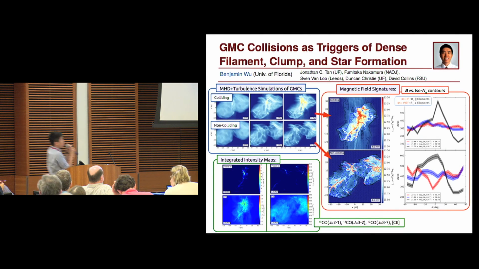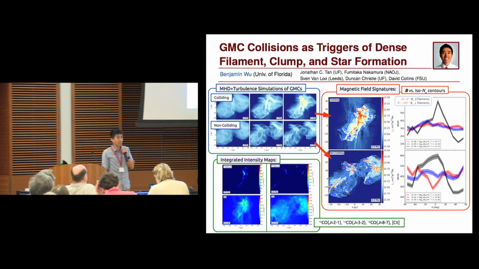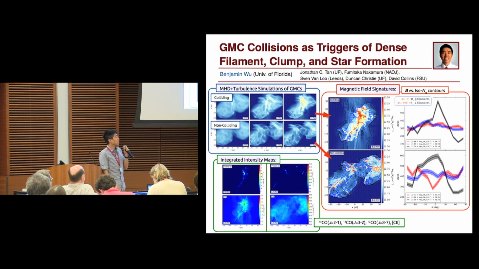Hi, everyone. I'm Ben Wu, a grad student at the University of Florida, and I'm looking at the dense and cold gas in giant molecular clouds, specifically looking at whether or not collisions between GMCs can create these high mass surface density, gravitationally unstable regions where we expect massive stars and clusters to form. We do simulations of magnetized turbulent clouds, looking at different colliding clouds and non-colliding clouds.